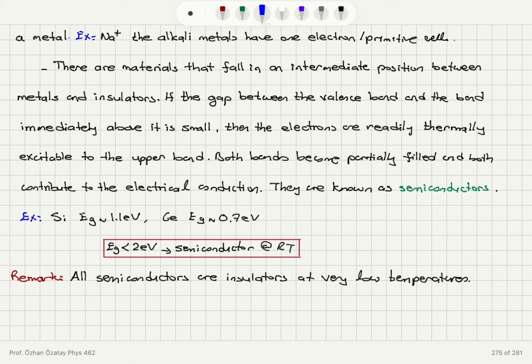For example, silicon has a band gap of 1.1 electron volt, and germanium has a band gap of 0.7 electron volt. These are semiconductors. Remember that the crystal structure of silicon is the diamond structure. You would normally think that this should be an insulator, but because it has a small band gap, it turns out to be a semiconductor. So the rule of thumb is that if the band gap is less than 2 electron volts, it would be a semiconductor at room temperature. Having said that, there is an important remark: all semiconductors become insulators at low temperatures.